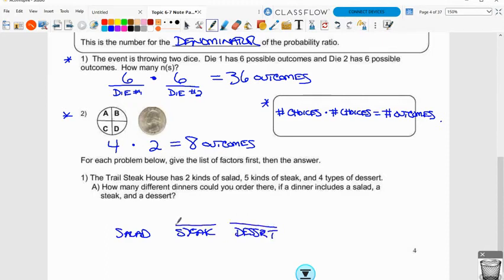Okay, we want to know how many possible meals exist based off of the number of choices that they've given you. So for salads, you have 2 salads to choose between. For steaks, you have 5 different steaks to choose between. And for desserts, there are 4 of them. In order to get the total number of outcomes, you have to take your number of choices for each part and multiply them together. 2 times 5 is 10. 10 times 4 is 40 different dinners. Okay, based off of 2 salads, 5 steaks, and 4 desserts, you could make 40 different dinners.